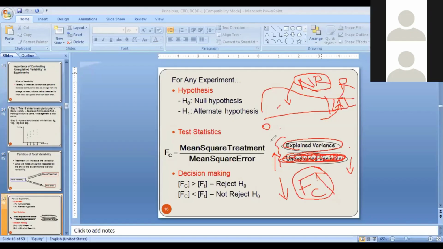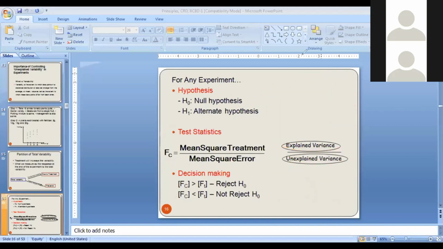Right? Is it clear? So what is happening basically is, based on this F value, when the F value goes higher and higher, this is the rejecting region. When the calculated F value goes higher and higher than the table value, we fall into the rejecting region. This is our rejecting region.